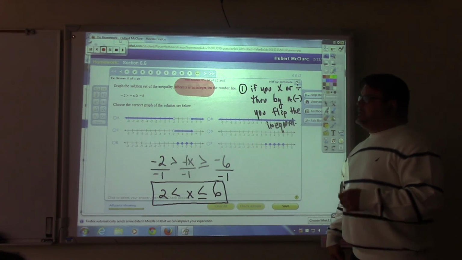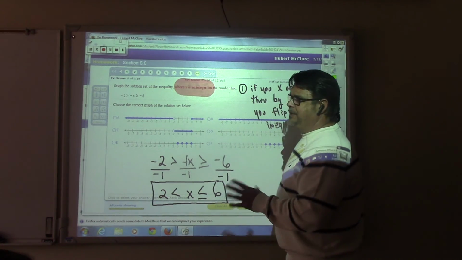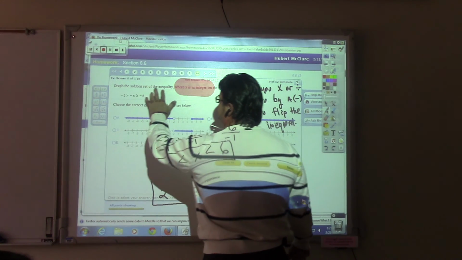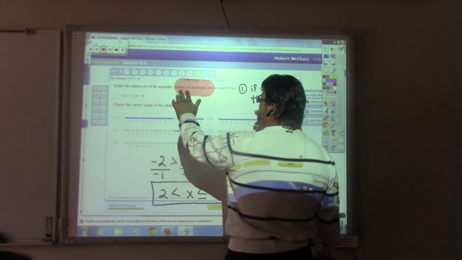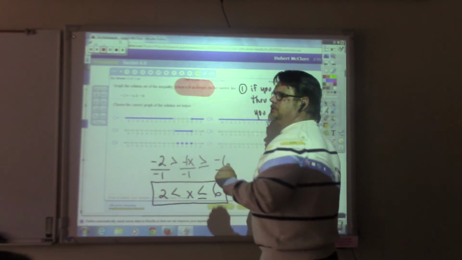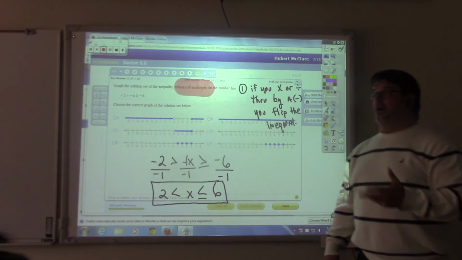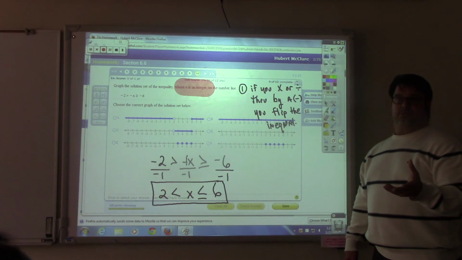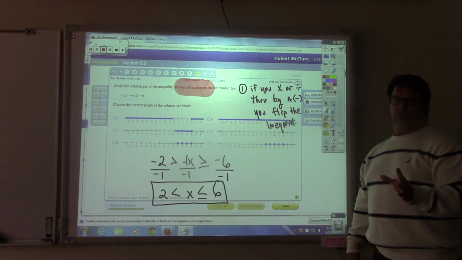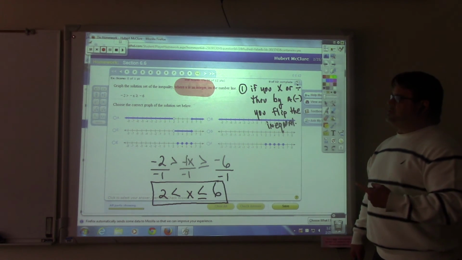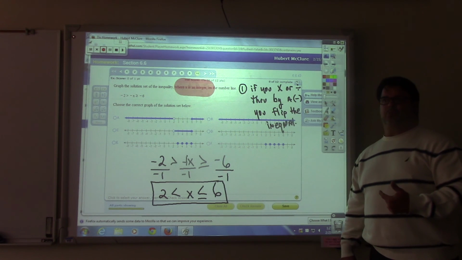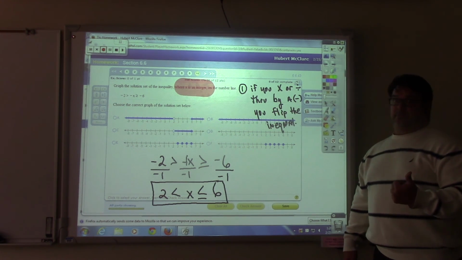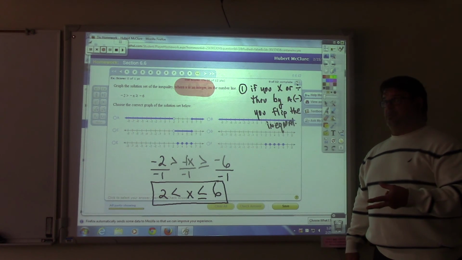A regular 90% of the time question would say, graph the solution set of the inequalities where x is a number on the number line. And if it's a number, then you can have fractions, decimals, percents, and whole numbers. Mixed numbers. You can have anything you want. But since it says integers, an integer is a 25-cent word for whole number, you can't include what? Fractions, decimals, and percents.